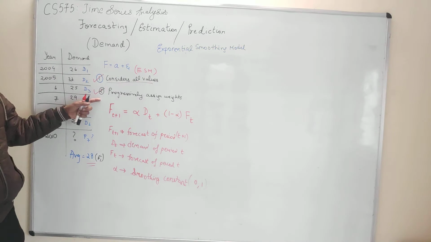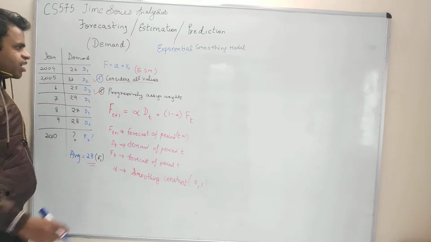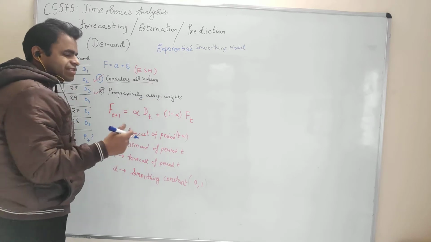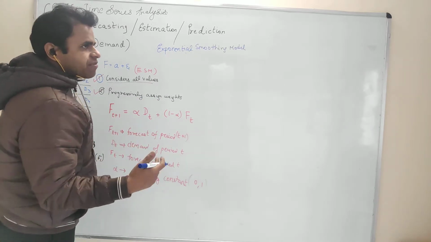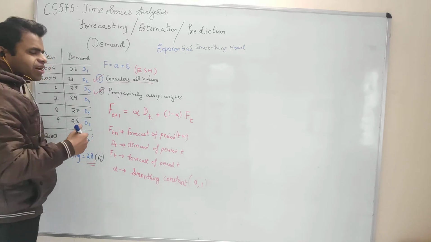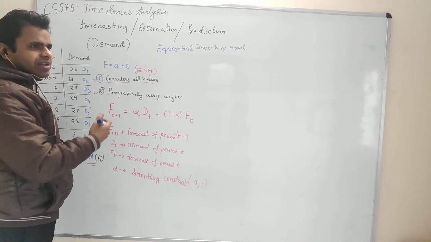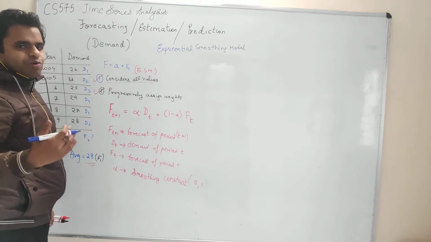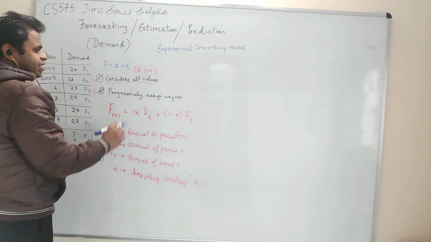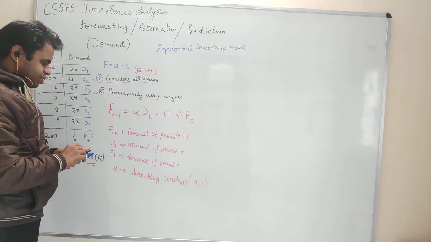So the two properties that a model is supposed to have are that it considers all the values and progressively assigns weight. Progressively assigning weight means assigning the weights in a dynamic fashion, so that more recent values are usually assigned higher weights and the older values are assigned lower weights. Now we will see how the exponential smoothing model satisfies both the properties.